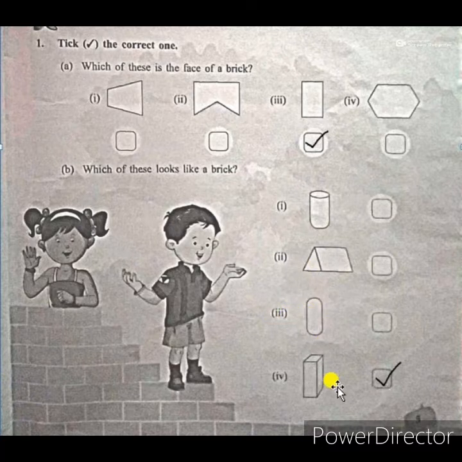And now see the fourth option. The fourth one is the exact shape of a brick. Here we can see 3 faces: the top view, side view and front view. So this is the shape of a brick. Which is the correct answer for this question? The fourth option is the correct answer for the shape that looks like a brick. On the right side there is a square box given. You put the tick mark there.